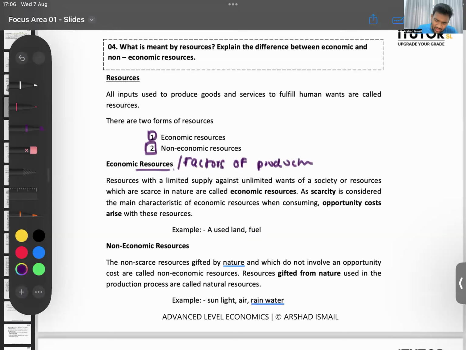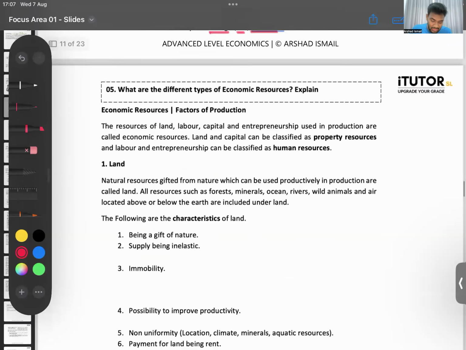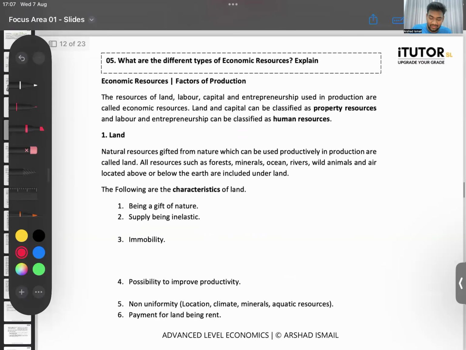Then what are non-economic resources? Economic is scarce. Non-economic is the resource that is unlimited, non-scarce. You win any amount of it. You have any amount of it. That is what you call a non-economic resource. Examples: sunlight, air, rainfall.